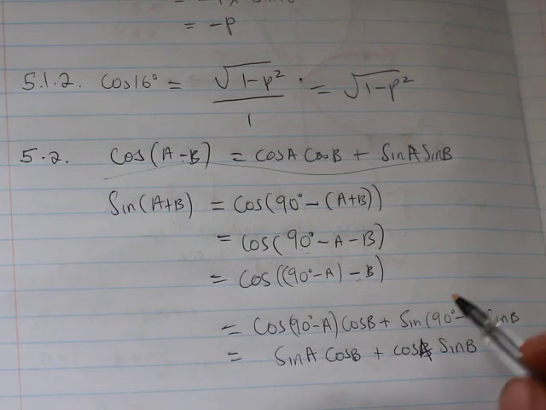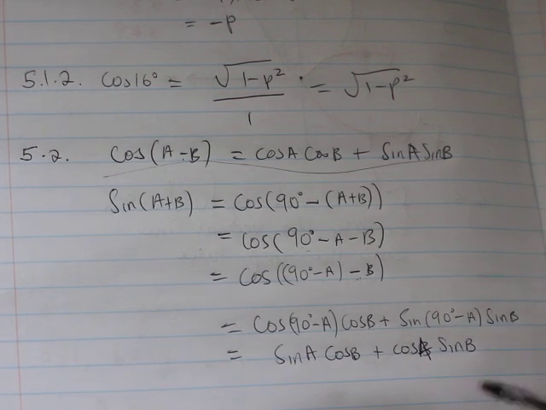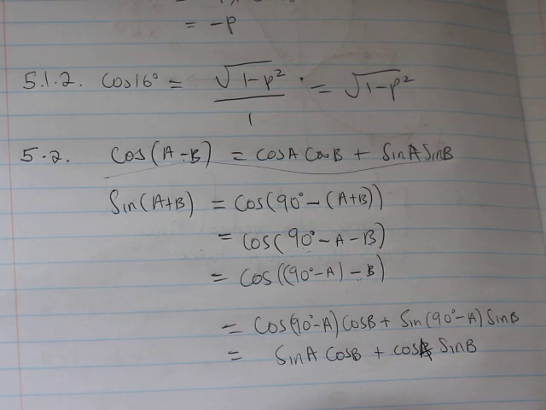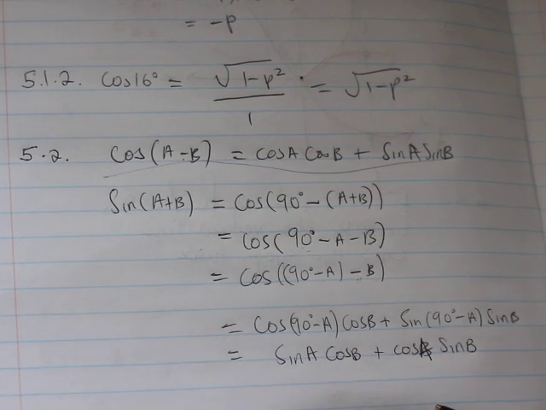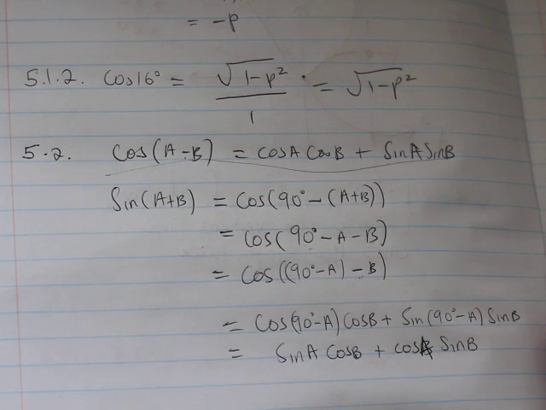The order doesn't really matter. You could have started with the cosine of b and then the sine of a and then plus the sine of b and then cosine of a. Order doesn't really matter when multiplication is concerned. Okay, so that's that. And let's move on to another question.